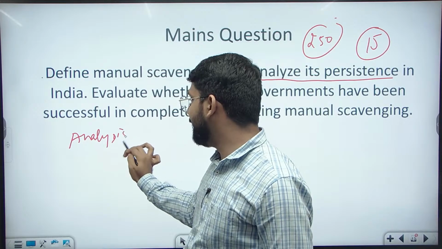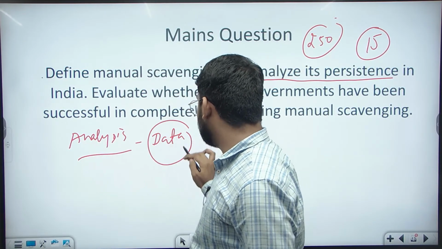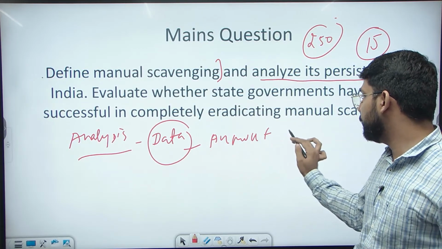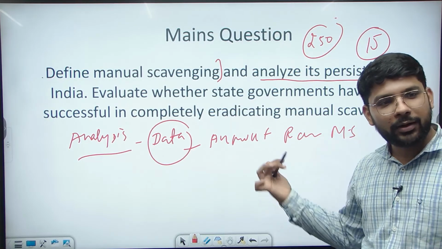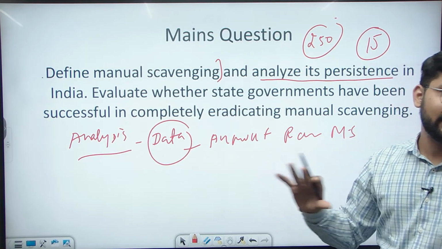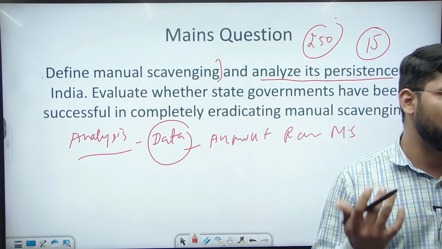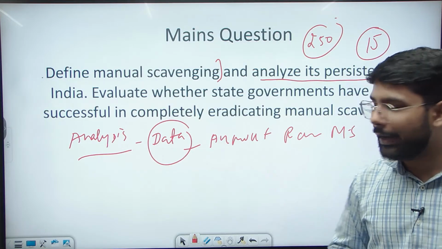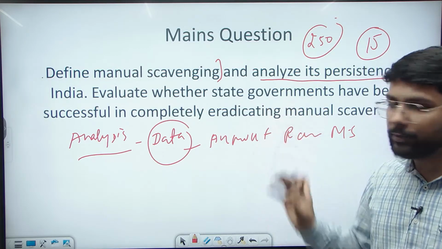Start with the recent data. The recent announcement of the Social Justice Ministry, the removal of manual scavenging from the country. Then you contradict this line again. Recent deaths due to manual scavenging, and write about the states which have manual scavengers, the issue of the Delhi capital, and then write about the laws which the government has made. So ये analysis part में you will write.